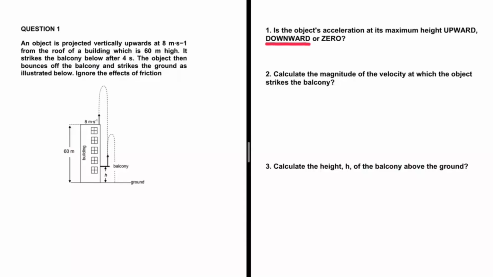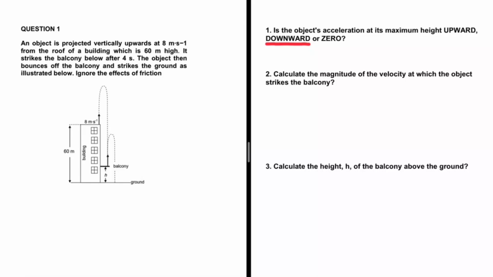When the only force acting on an object is gravity, the acceleration will always be downward, irrespective of the part of the motion. Whether we are at the start, whether we are at the maximum height, it doesn't matter. The acceleration is 9.8 meters per second squared downward. The only thing special about the maximum height is that the velocity is 0, but the acceleration doesn't change. It is still 9.8 meters per second squared downward. So that is the first question.